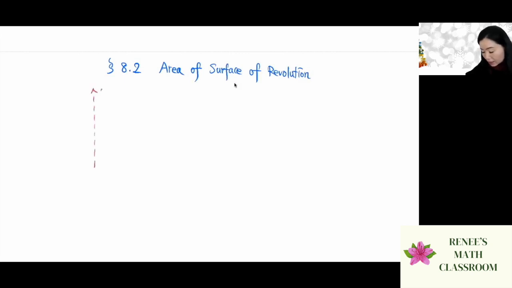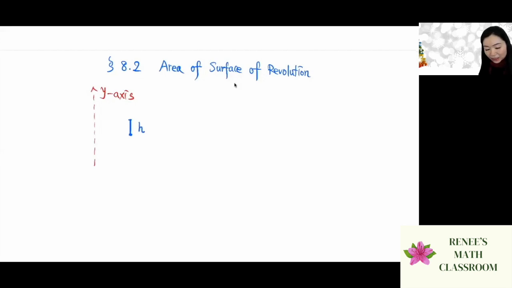So this is the y-axis, and then we have this nice segment over here, and the length of this is h. So now I'm going to rotate this segment about this y-axis, and I'm going to get a surface. So I'm going to draw a symmetric image on the other side. I'm going to get a surface like this. Now the question over here is, what will be the surface area?